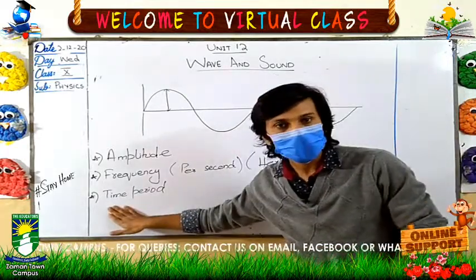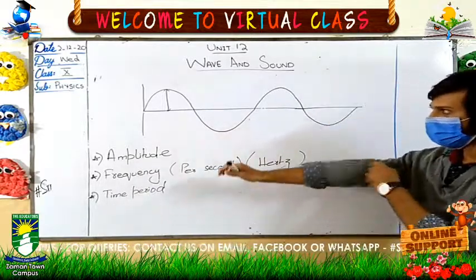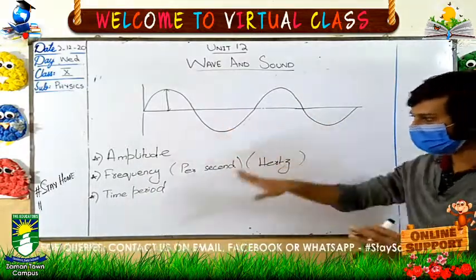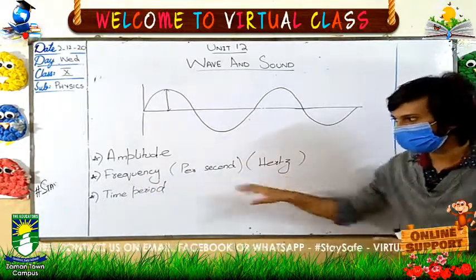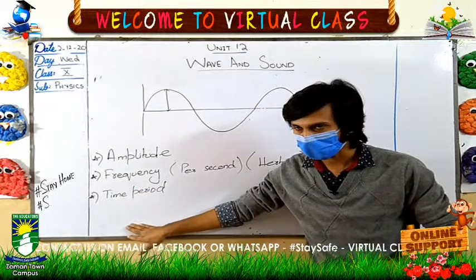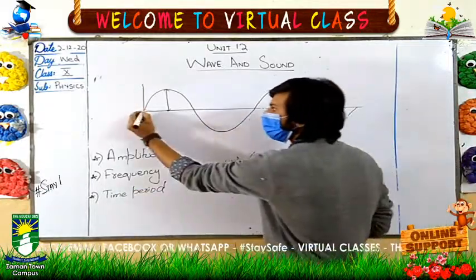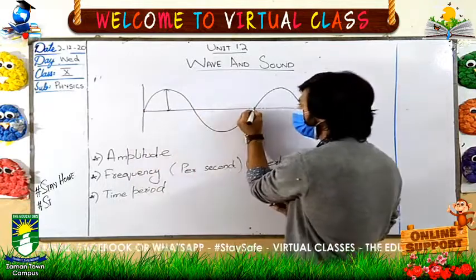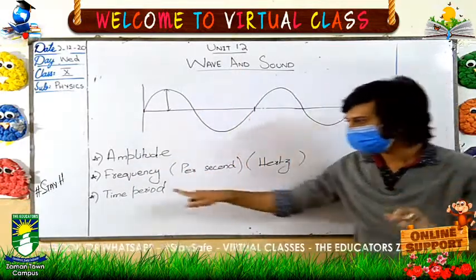Now moving to the time period. What is time period? We were discussing frequency, the number of cycles per second. So that was the frequency. Now moving to the time period. One complete cycle: the time in which a wave completes one cycle, that will be its time period.